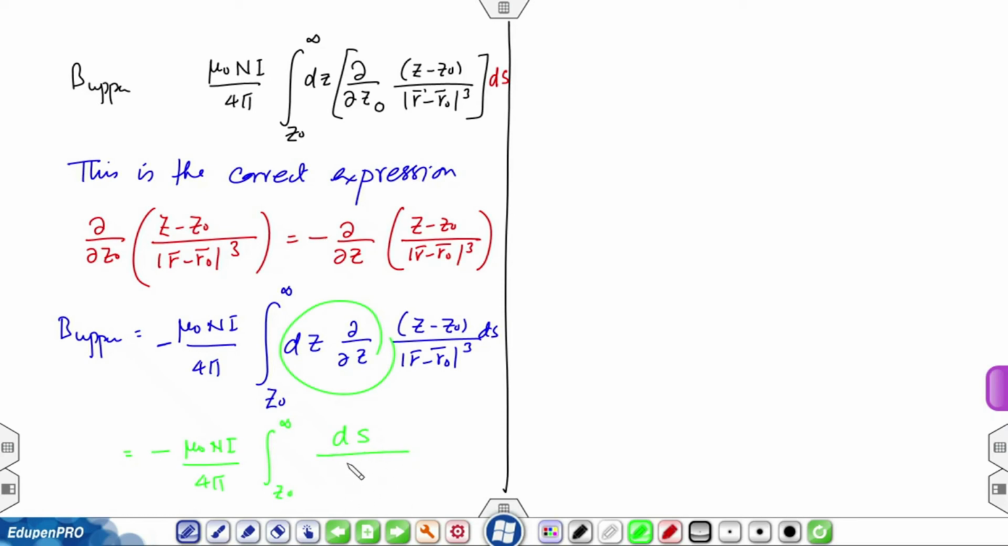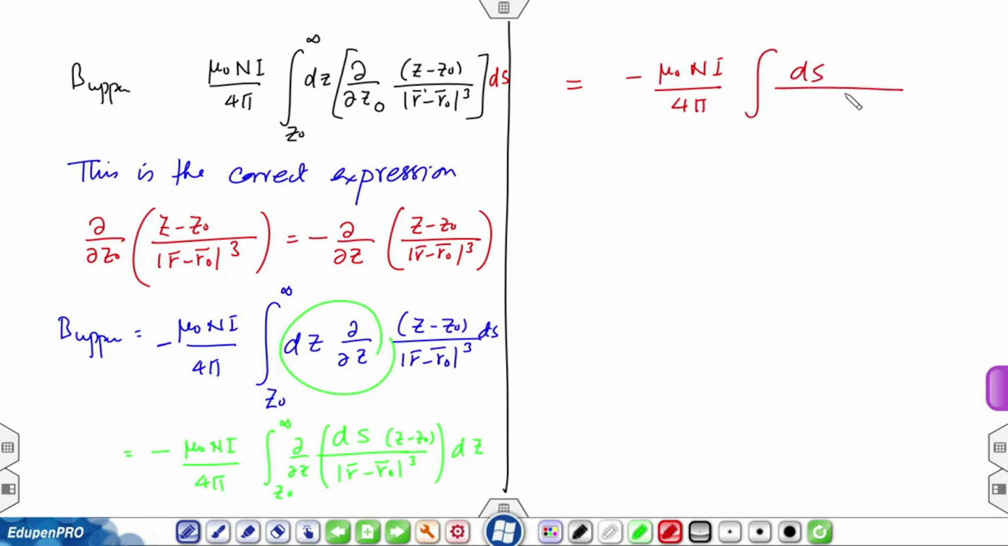over z minus z 0 over r minus r naught cubed, d by dz dz, which is equal to minus mu naught n I over 4 pi d s integral over r minus r naught cubed z minus z 0.